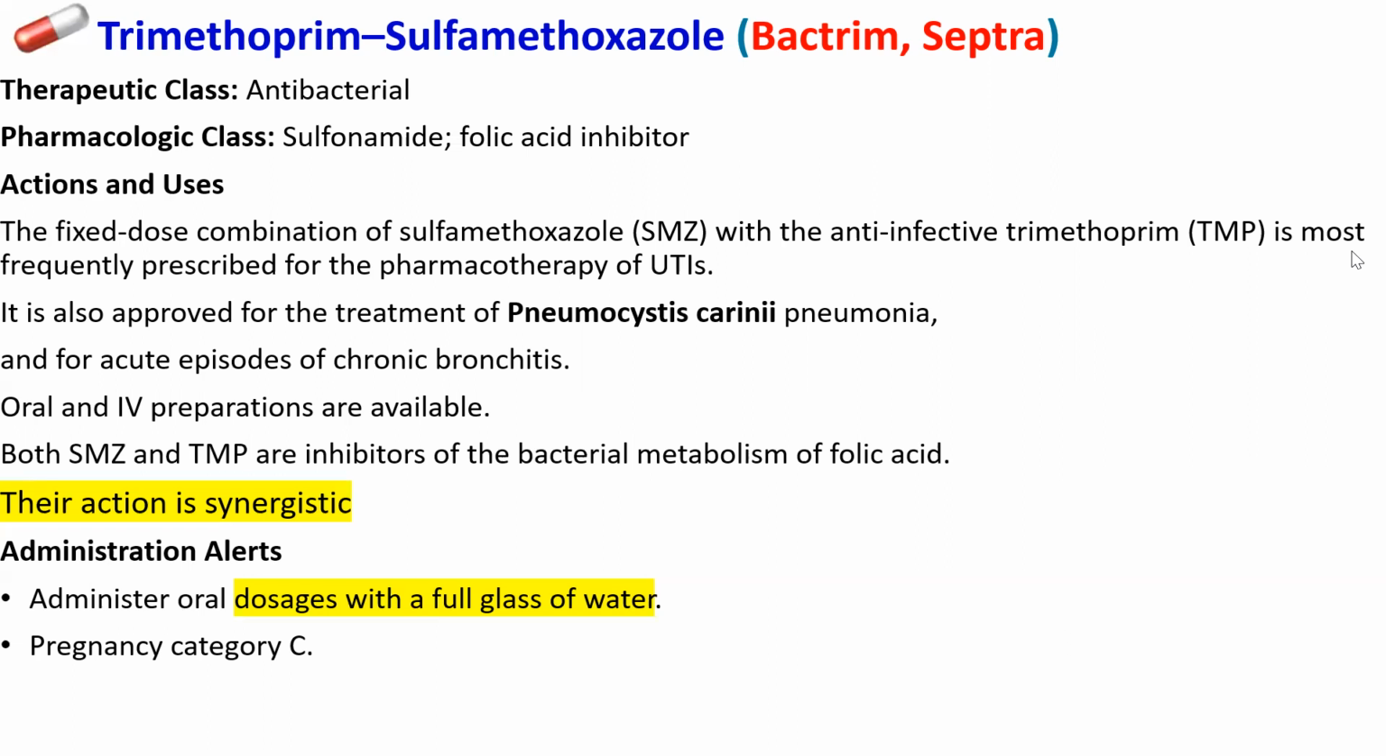So because humans obtain the precursors of folate in their diets and can use the preformed folate, these medications are selective for bacterial metabolism. Another advantage of the combination is that the development of resistance is lower than is observed when either of the agents or medications is used alone. So we can lower the resistance when we combine both medications together.